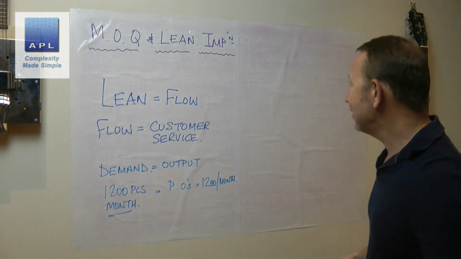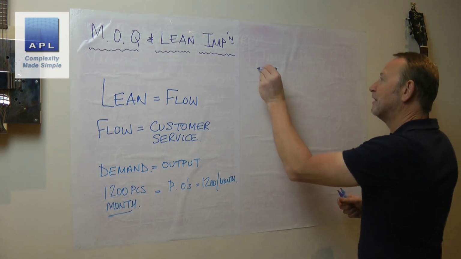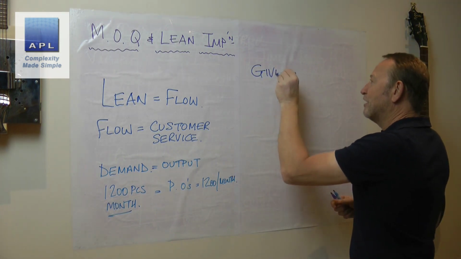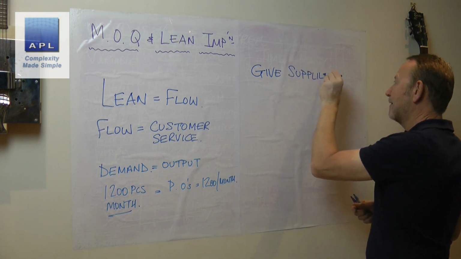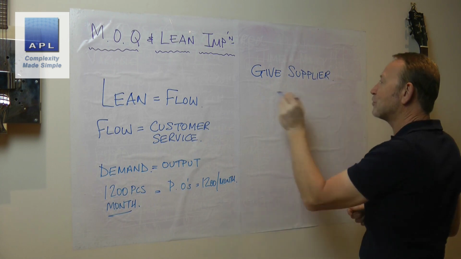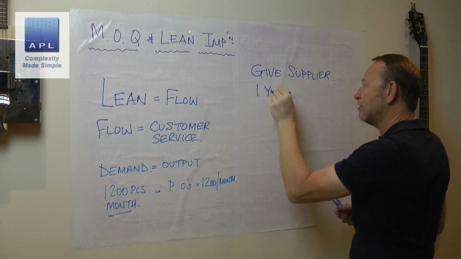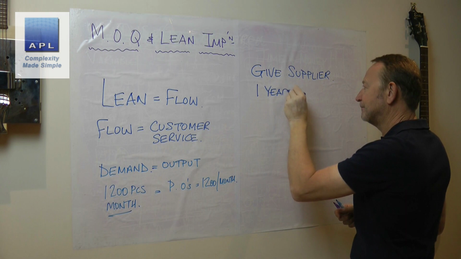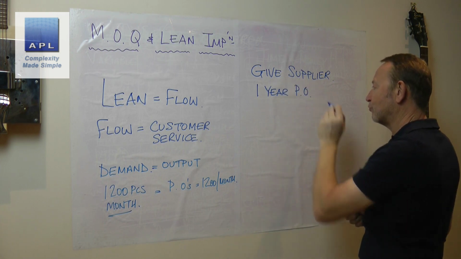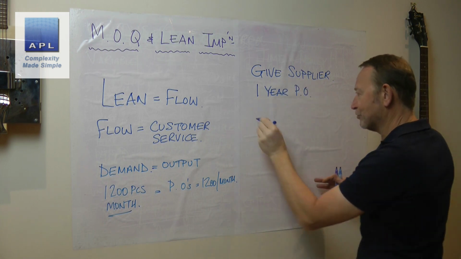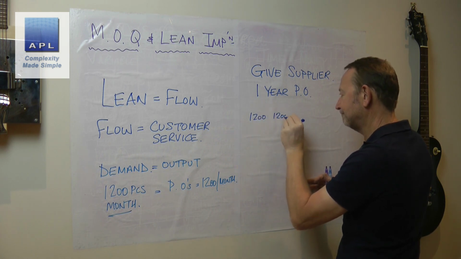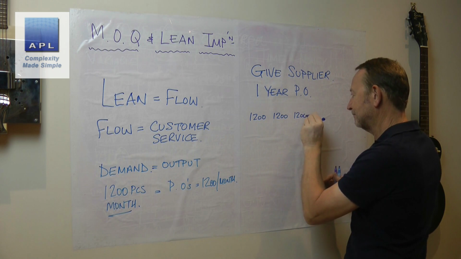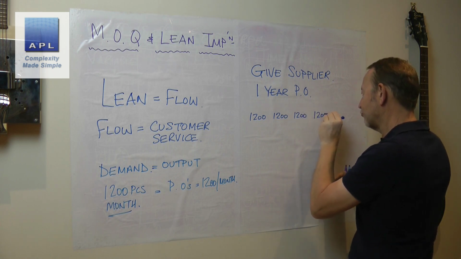Okay, here's what you do. You give the supplier a 1 year purchase order that looks like this. Every month it says 1,200.